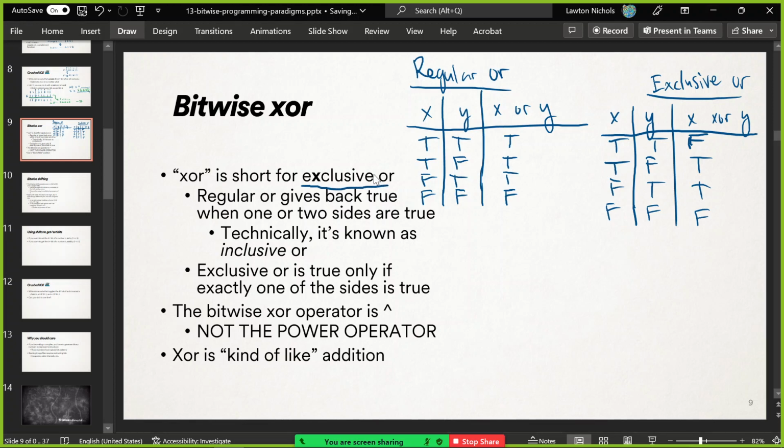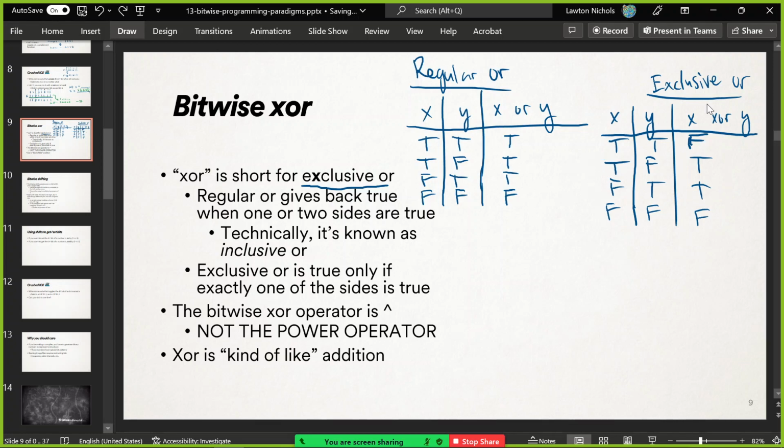Exclusive OR. So regular OR is called inclusive OR. It gives back true even when both sides are true. But exclusive OR is like exclusive. Only one person gets to be true for my final answer to be true. Okay? So exclusive OR is true only if exactly one of the sides is true. Only one person gets to be true. And that answer makes it finally true. That's what exclusive OR does.